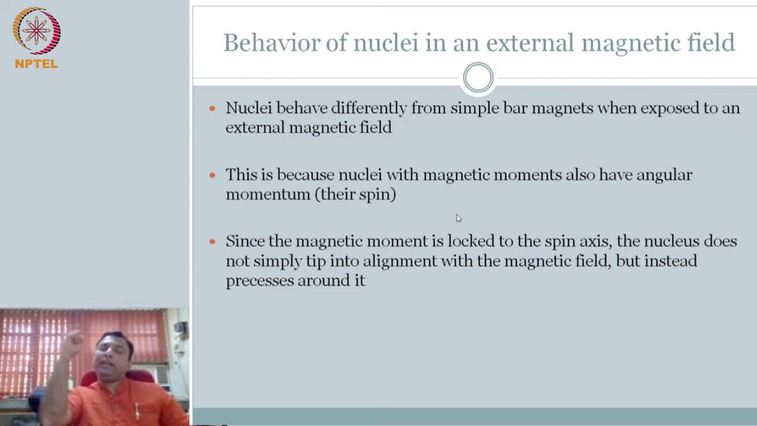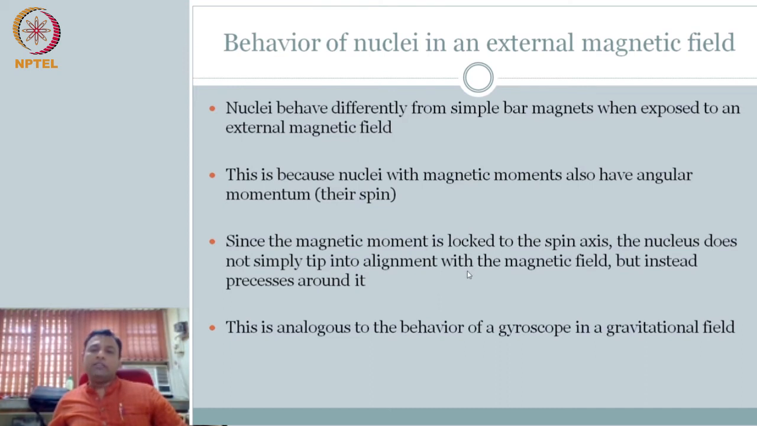Spinning gives its magnetic moment, but the angular momentum makes it precess around the external magnetic field direction. Since the magnetic moment is locked to the spin axis, the nucleus does not simply tip into alignment with the magnetic field, but it precesses around it. Okay, so this is very analogous to a gyroscope in a gravitational field.